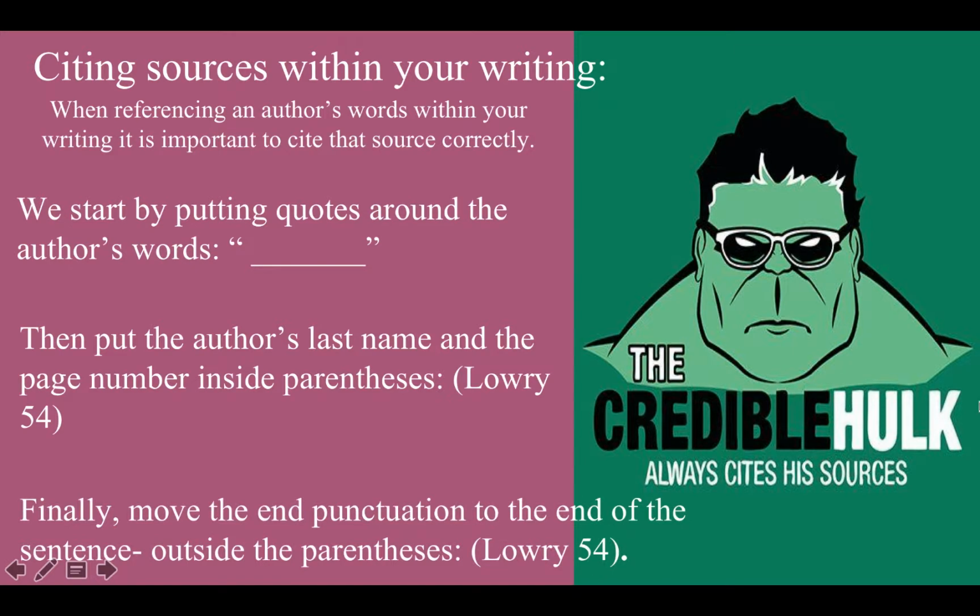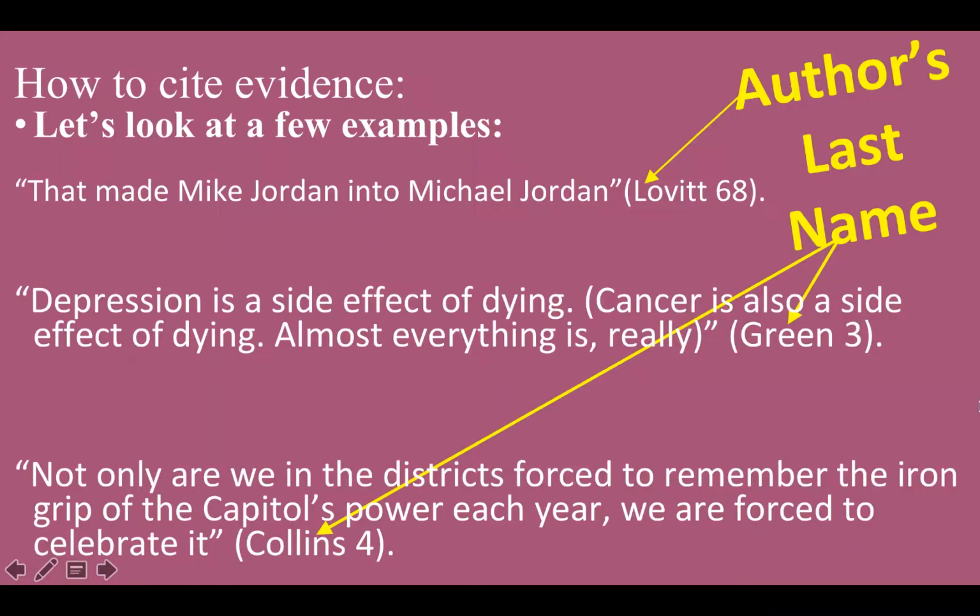Because the credible Hulk always cites his sources. So, what do we do? We take a fact, like this one, we put it in quotes, and we put the author's last name. If there's a page number, it goes there. You will not have page numbers because the database does not produce primary sources. Sometimes they're there, and it'll tell you they're a primary source, and it'll tell you the exact page that it came on. But typically there's no page number, so you're not going to put one there. You do not need to make one up. Just don't put it there.